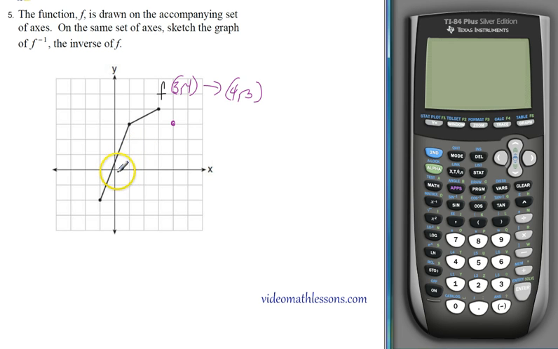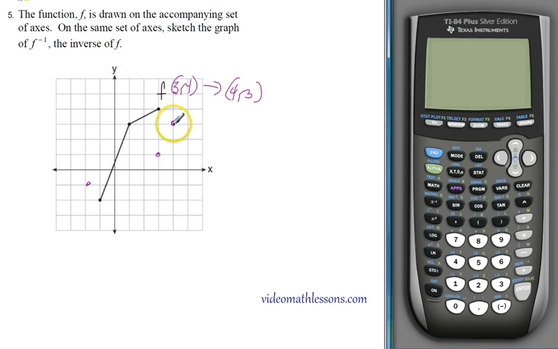So right, let's try it again. 1, 1, 2, 3. So 1, 3. So you're going to sketch 3, 1. Graph 3, 1. 1, 2, 3, 1. Negative 1, negative 2. You sketch negative 2, negative 1. And those are my points, so they match up.